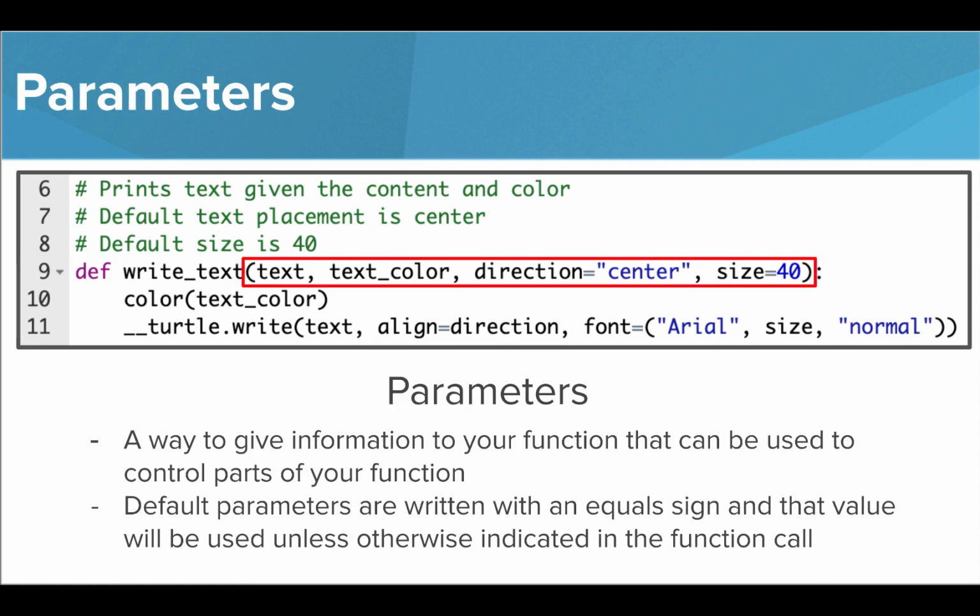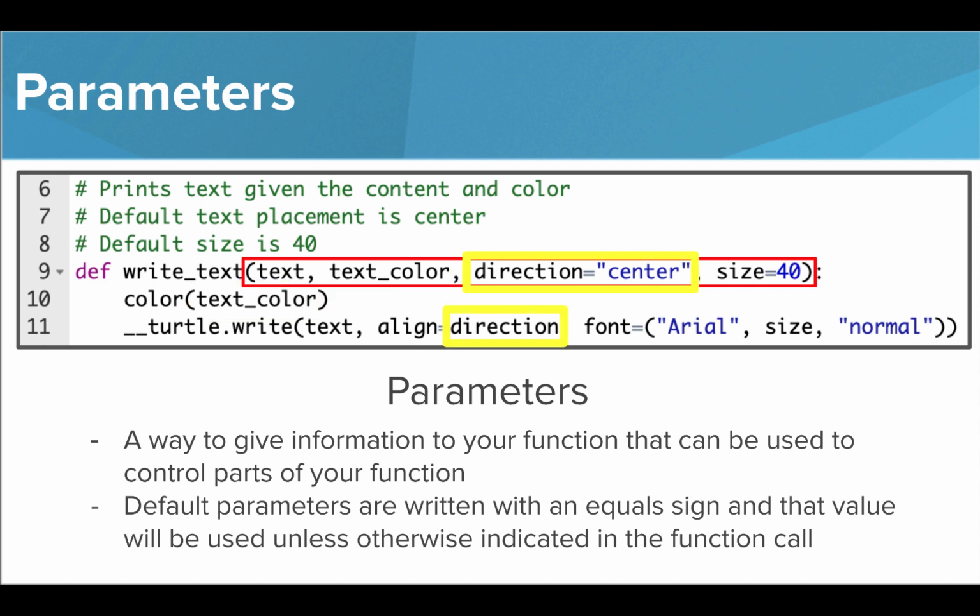Now in line 8, you can see that there are some variables included inside the parentheses. These are called parameters and are a way to give the function information that can be used during the function implementation. For example, this first parameter named text is being used later in the code to print the text we've given in the function. The second parameter, text color, is being used inside the function to change the color of our text. Now, the third parameter looks a bit different.